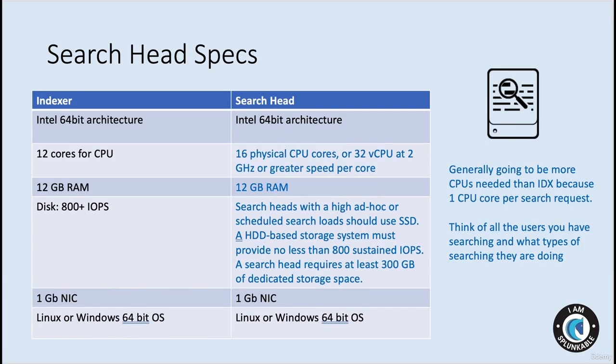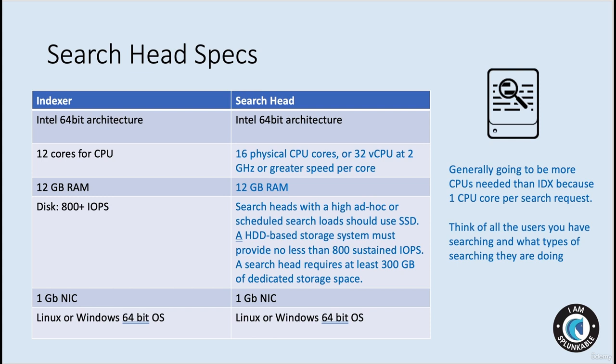Just a quick note here on diving a little bit deeper into the search head specs that you would want. Just putting on the left here the reference from the previous module covering the indexer specs for hardware, and on the right the changes in blue for your search head. Generally, it's going to need more CPUs than the indexer because of the number of search requests that you're going to have. It's going to take 1 CPU core per search request for your users. So you want to think about all the users you have searching and what type of searching they're going to be doing.